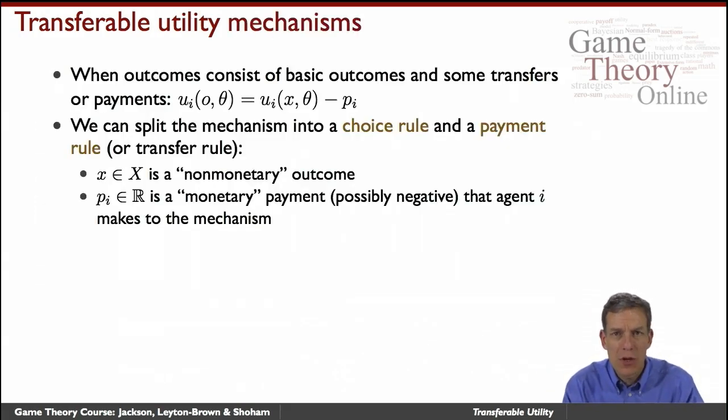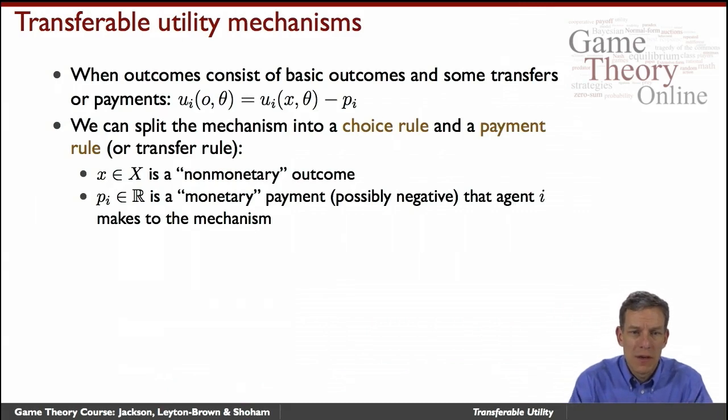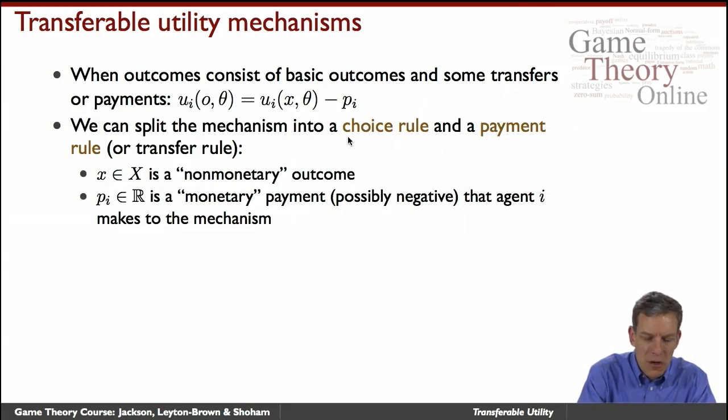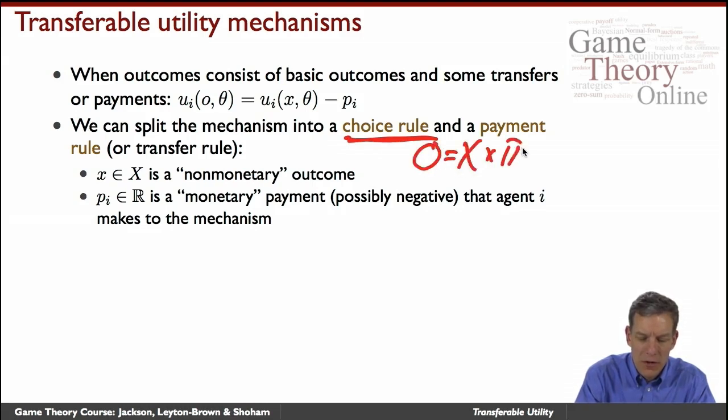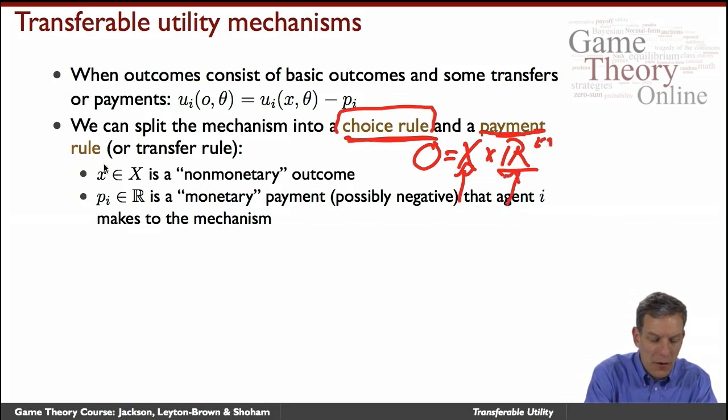Okay, so when we start talking about mechanisms in this world, we can split the mechanism into making a choice. So our outcomes are equal to X cross R^n. What it's doing is first going to make a choice out of the X, and also have payments in R^n. So X is a non-monetary outcome.